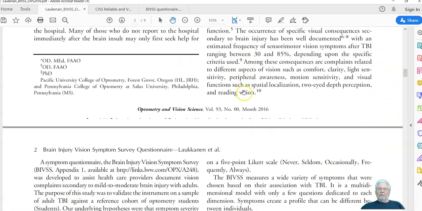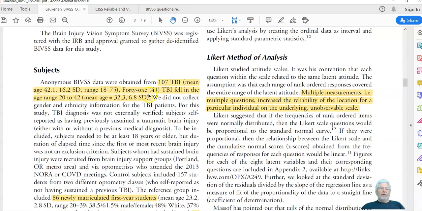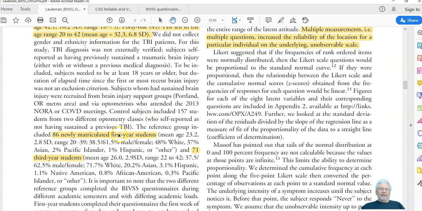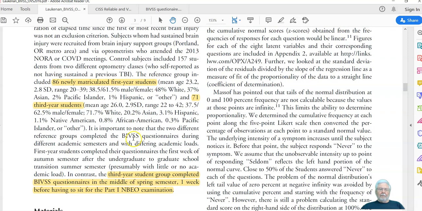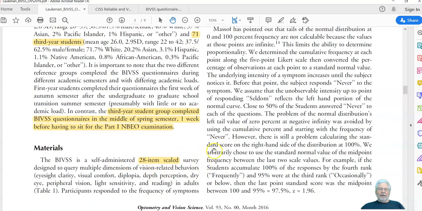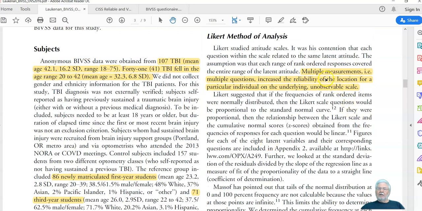So we talk a little bit about TBI here, and then we talk about the methods. 86 first years, 71 third years, 28 items, we've seen those. Now, the idea behind a scale is that sometimes, like in the dry eye scale, or some scales that have just a few questions, each question is considered separately. But in most scales, bigger scales, they are considered more in total. So, for example, we could add up all the scores for the BIVSS and get a single total score, but we're also going to break it down into subscales.